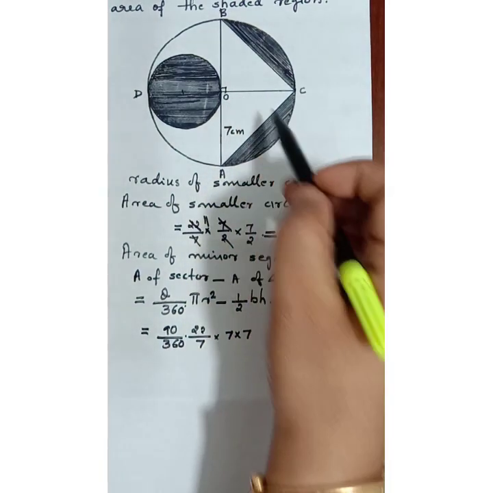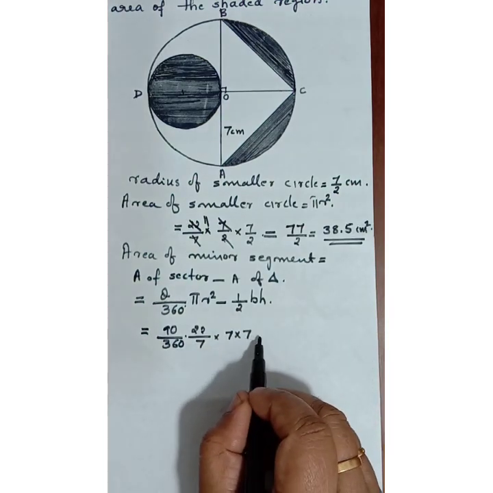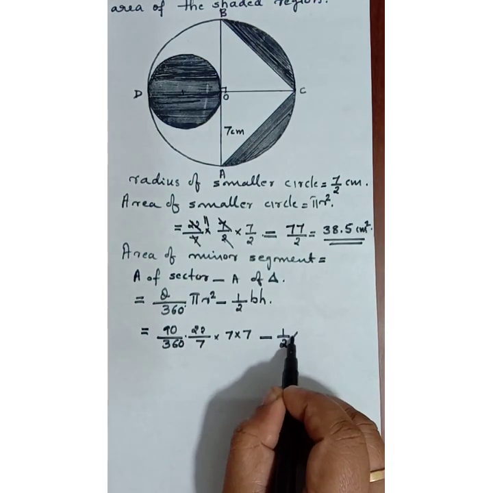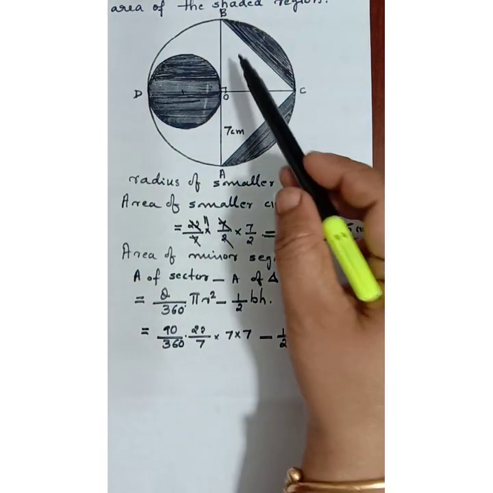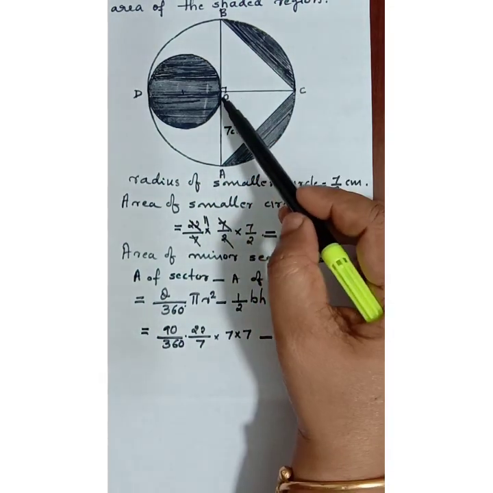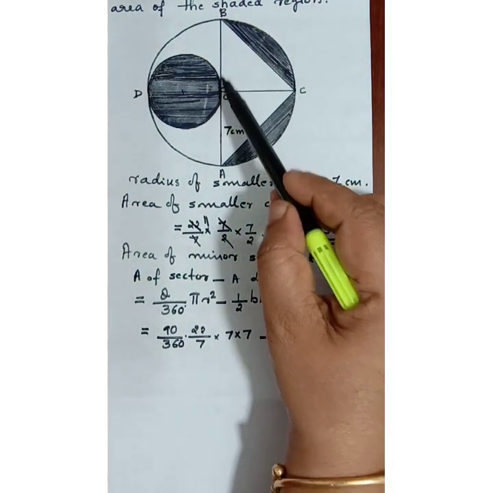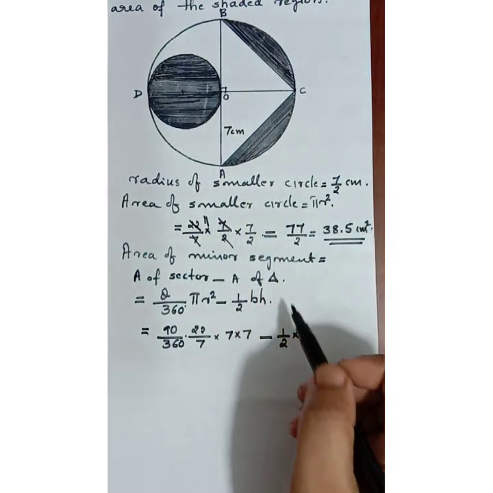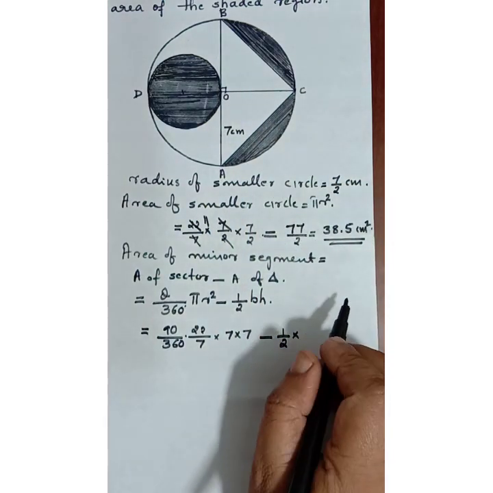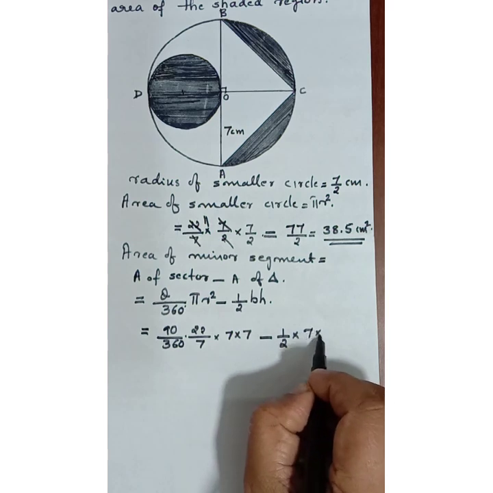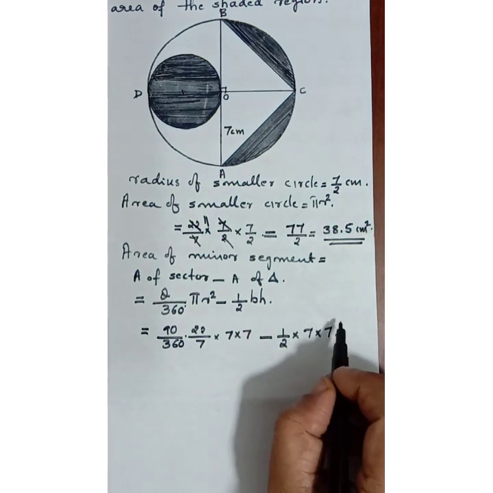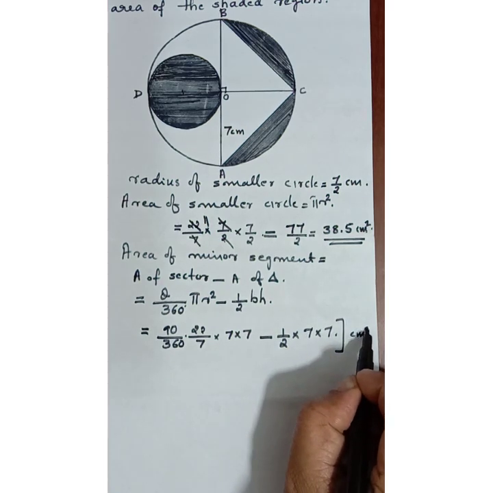So the area of the segment equals the area of the quadrant, 7 into 7, minus half into base into height for the triangle BOC. Half into base OC, height OB. OB and OC are both equal to 7. So half into 7 into 7, so many cm square it is.